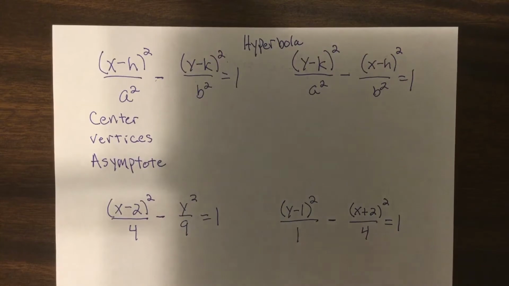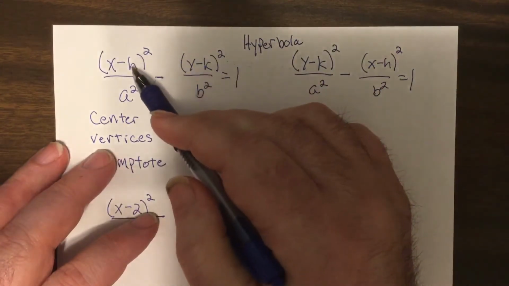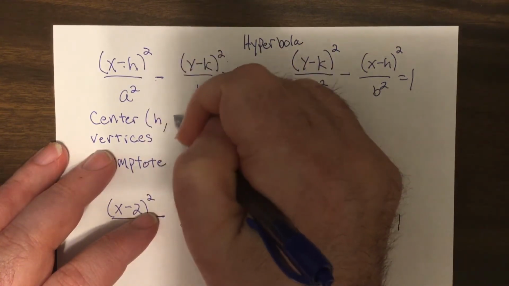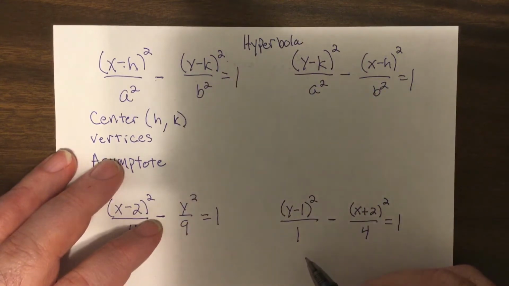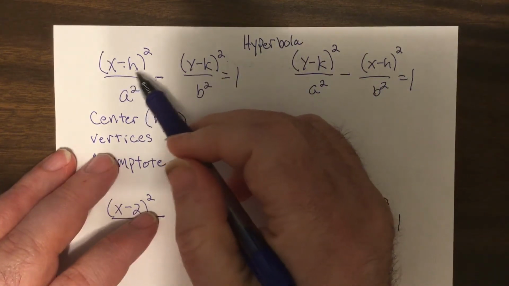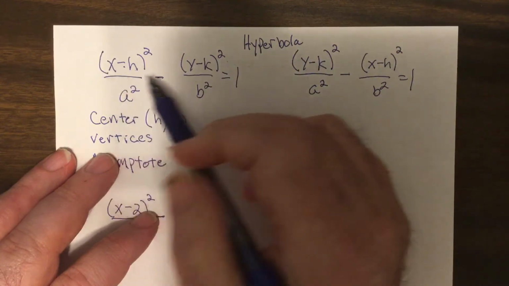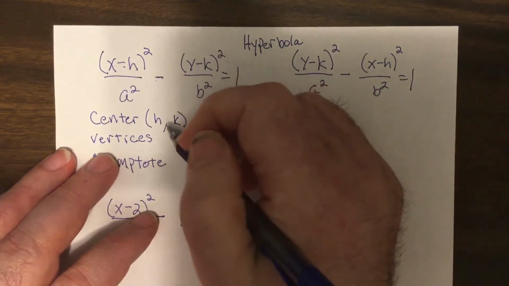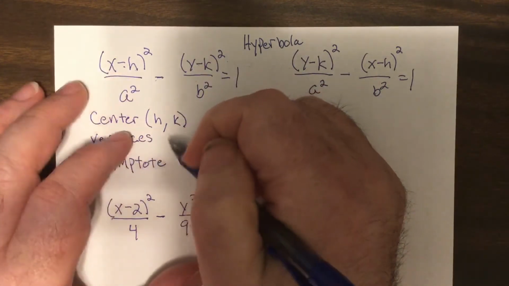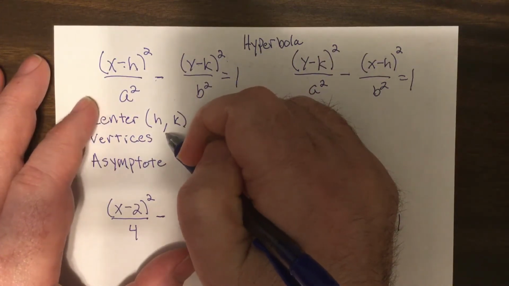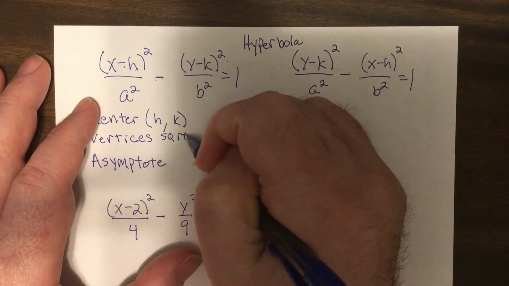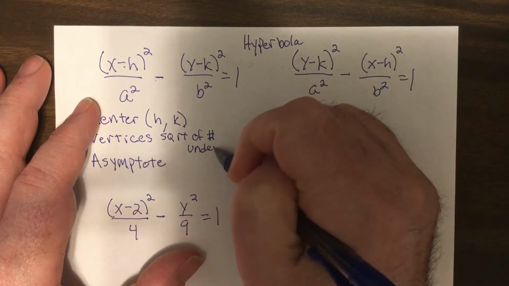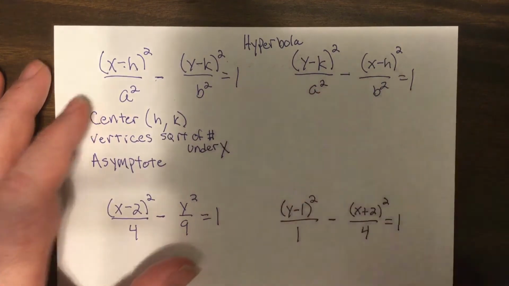Now, the center, you should know. I mean, goodness, how many times have we done it? It's HK still. Now remember, the H is always with the X. Now the vertices is the term that doesn't have the minus in front of it. So in this case, the minus is with the Y, so the vertices go with the square root of the number under X. So I'm just going to put it that way. A square root of number under X.